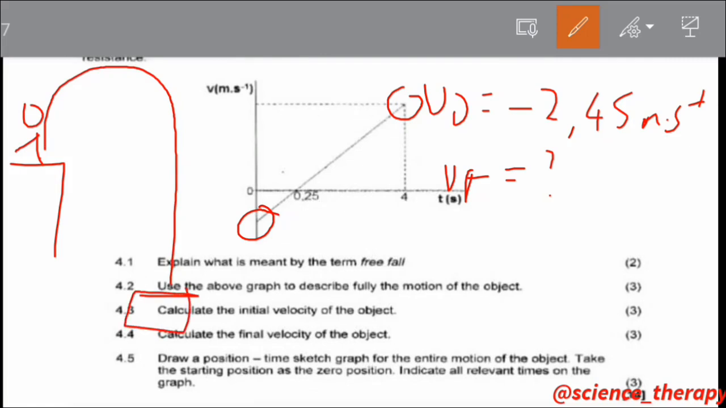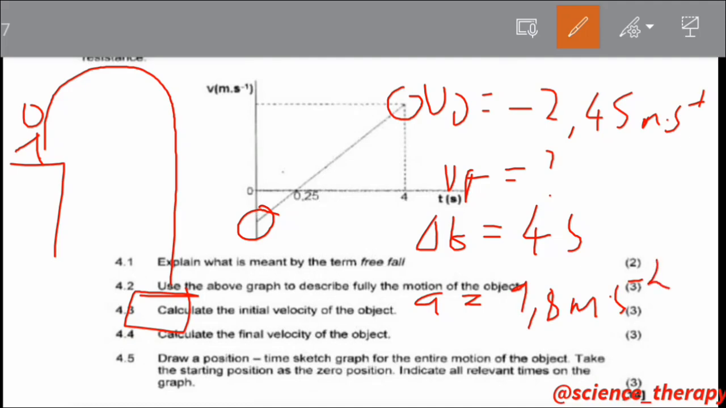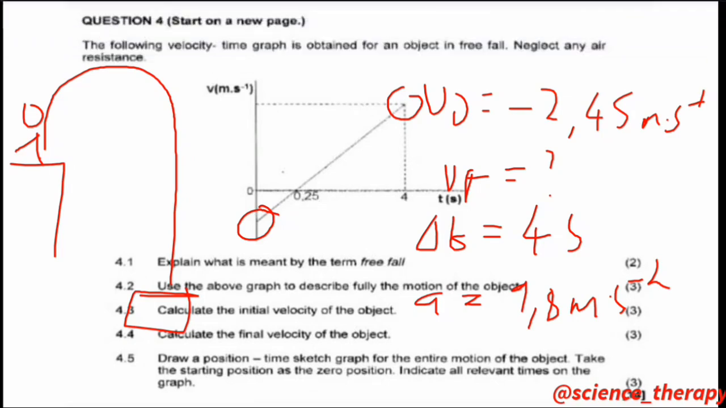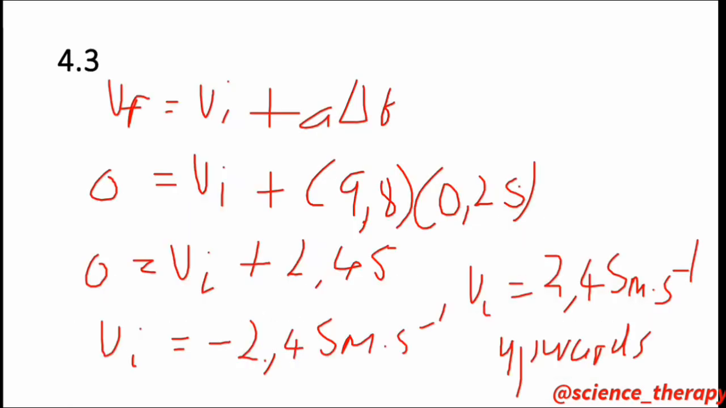So now what is the total time taken for the whole journey? We say change in t is equal to 4 seconds. Then our acceleration is still 9.8 meters per second positive. Remember, once we choose our acceleration as positive, we have to continue throughout with it. Once we choose the direction like that, then we continue throughout with that direction. Then again, we'll be using the same formula as in 4.3.